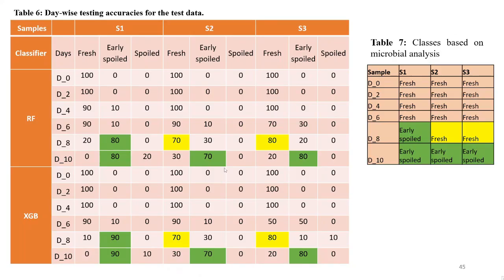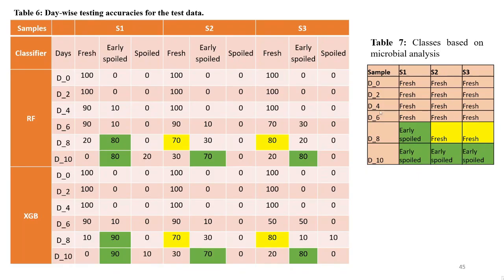Now, if you look into these testing accuracies, in S1 at day 8 and day 10, the samples were early spoiled. In RF, we got a higher number of classified data. Then in S2, at day 8 it was fresh, and at day 10 the samples became early spoiled. Similarly in S3, we had a fresh sample at day 8, and through the microbial count we found that it was fresh, and then at day 10 the samples became early spoiled.